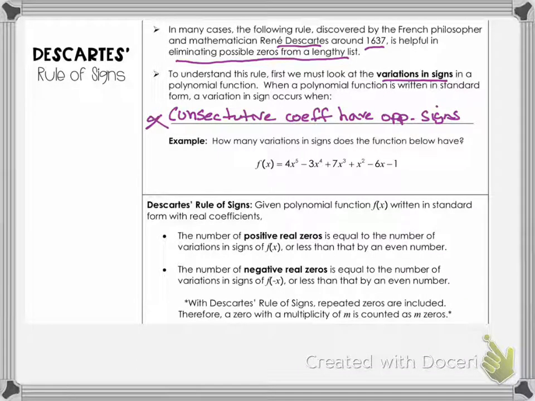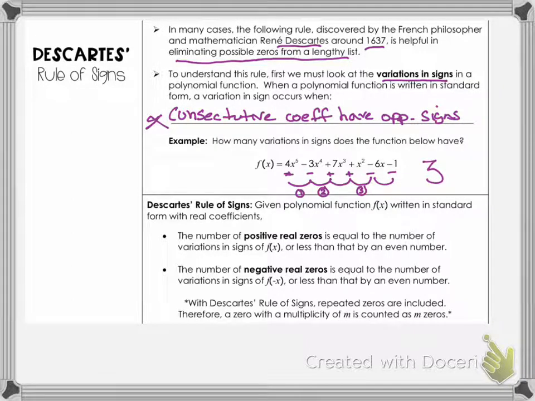So here's an example. How many variations in sign does the function below have? So this is positive, and then it goes negative, and then it's positive, positive, negative, negative. So from here to here is one variation. Negative to positive is 2. This is the same. This is different. There's the third one. And this is the same. So the answer would be 3. Okay, so that's how you do it.